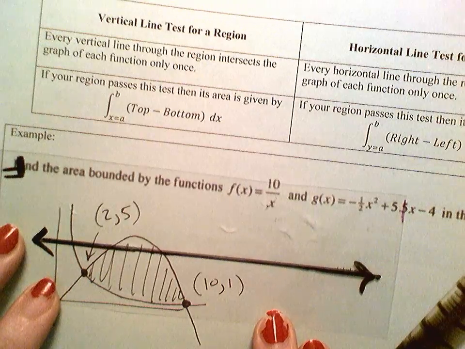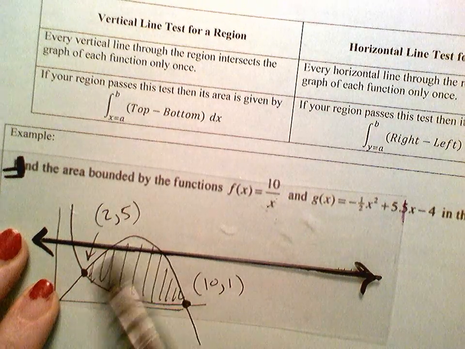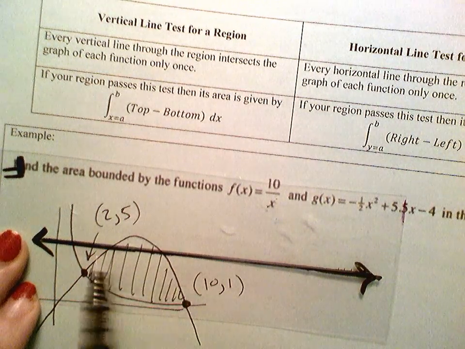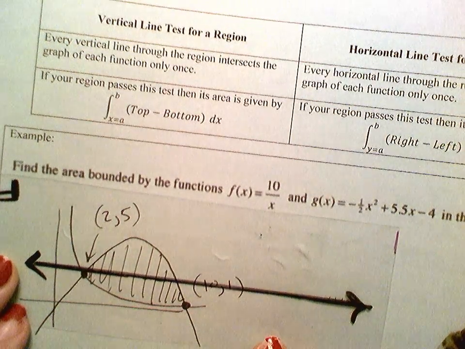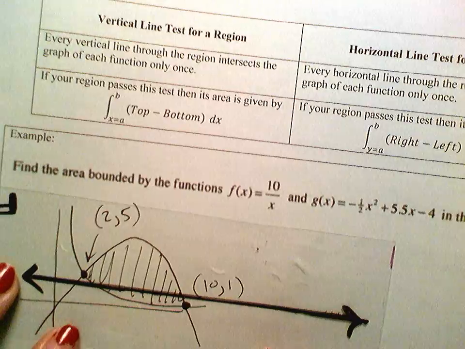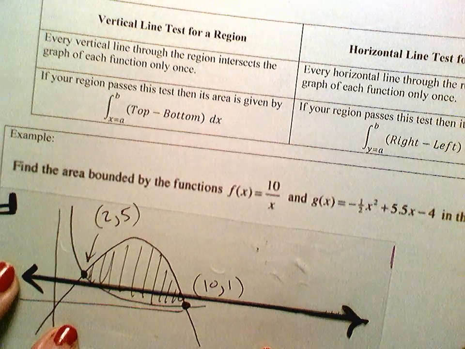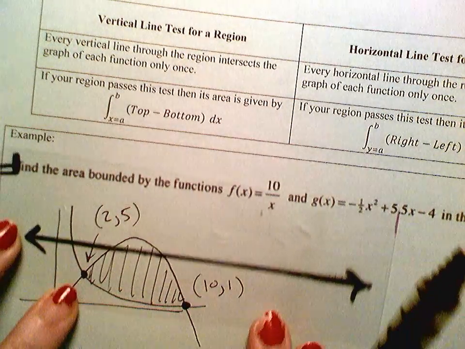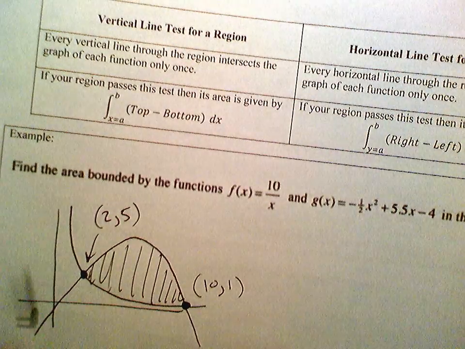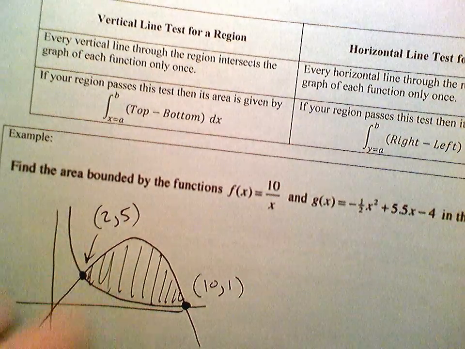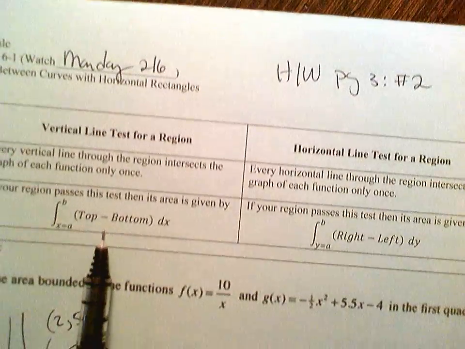Now, horizontal line test, notice it is not passing that. This horizontal line is hitting g of x twice. It's still hitting g of x twice. It's still hitting g of x twice. Like this horizontal line, it hits each graph only once, but it doesn't matter. It has to be every horizontal line that intersects each graph only once. So we are passing the vertical line test, so we're going to use this formula.